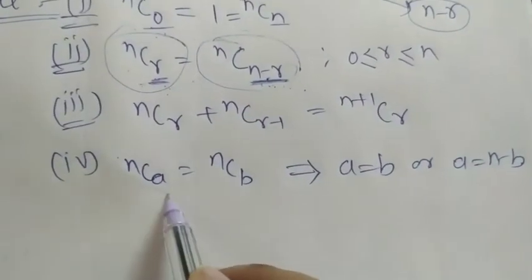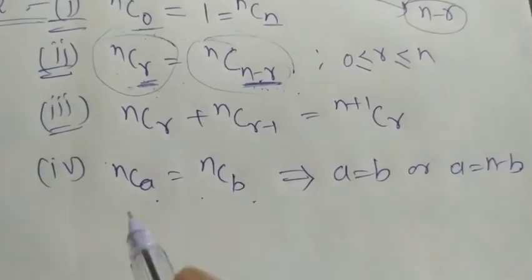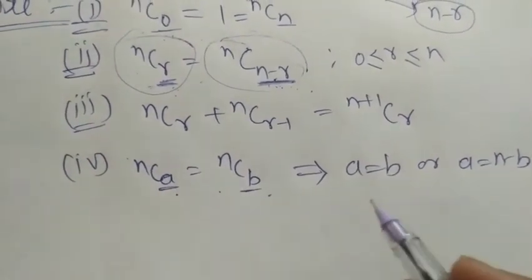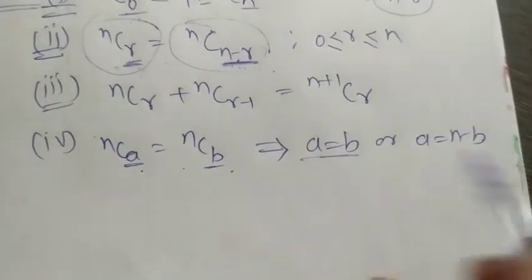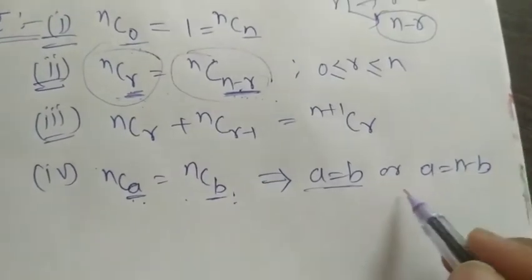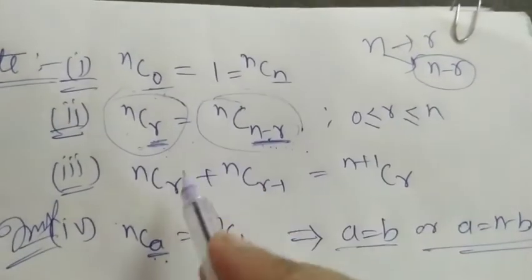Thus nCa will be equal to nCb if and only if, when can both be equal? Either a equals b, or maybe a plus b equals n. Okay, this is an important property we use many times.